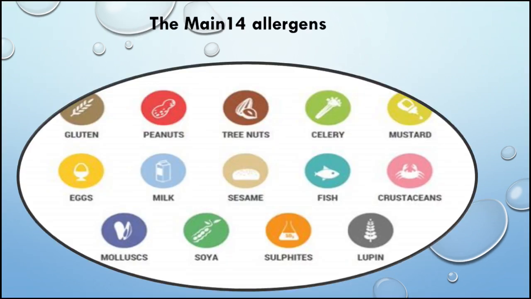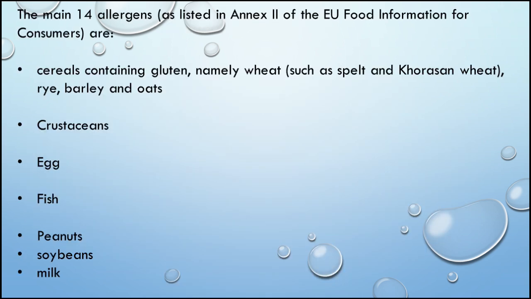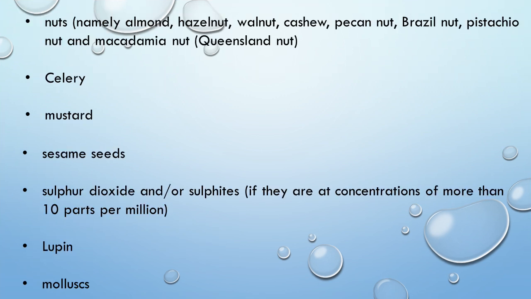Now, let's speak about the main 14 allergens as listed in Annex 2 of the EU Food Information for Consumers: cereals containing gluten, crustaceans, egg, fish, peanut, soybeans, milk, nuts, celery, mustard, sesame seed, sulphur dioxide, lupin, and molluscs.